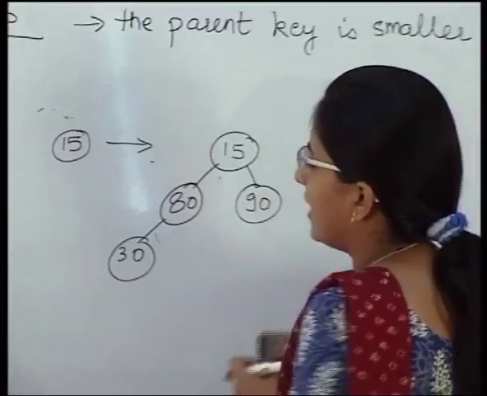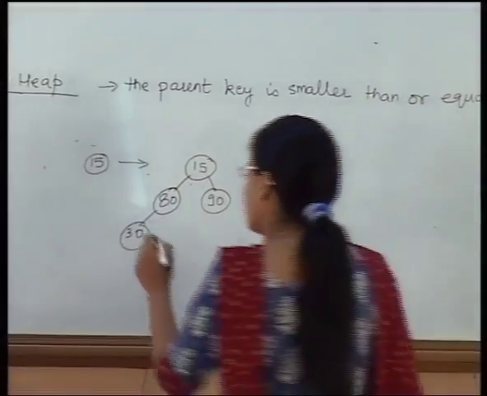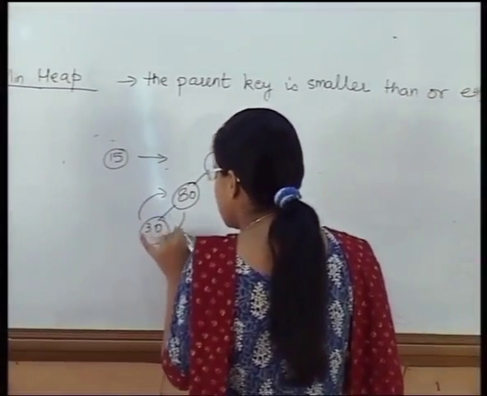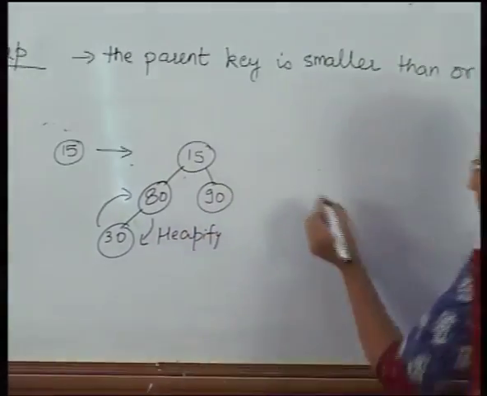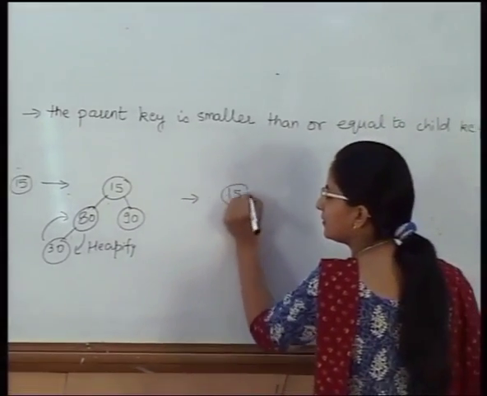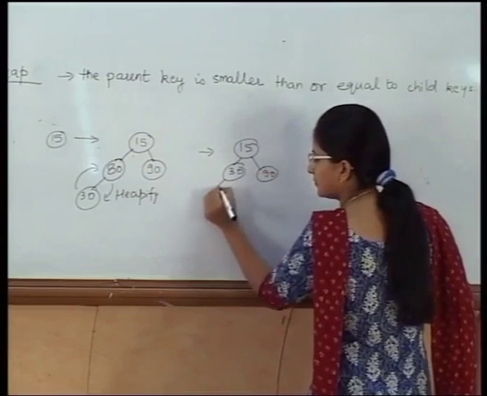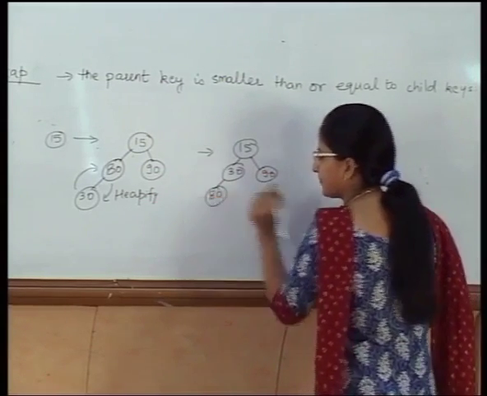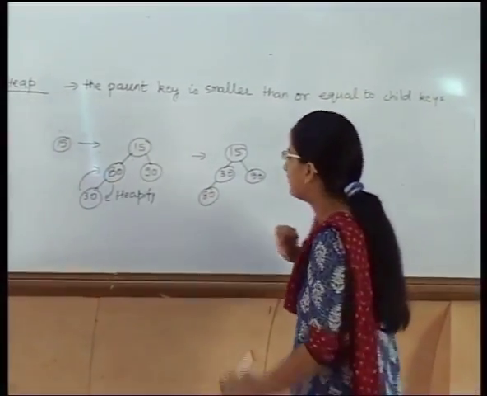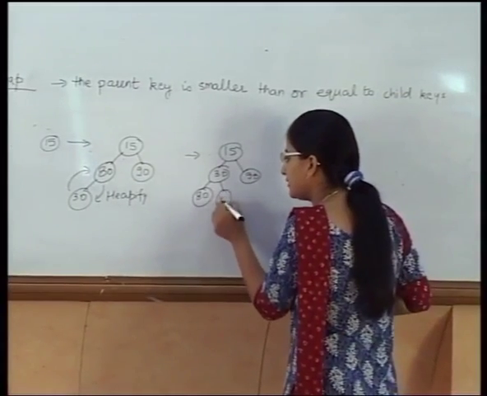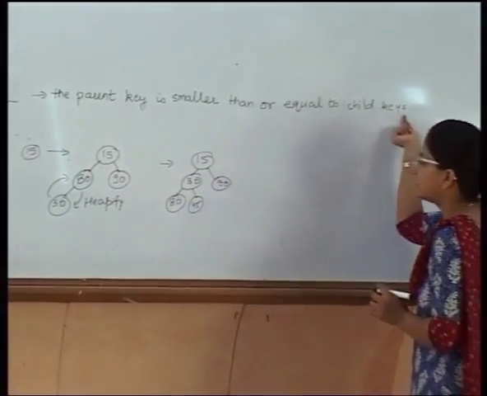30. Again it is not satisfying the property of min heap. Now swapping will take place. Again heapify will be called. And the resultant will be this tree. Next, when 45 comes, again it will be added here. It is satisfying the property of the min heap. The parent key is smaller than or equal to the child key.